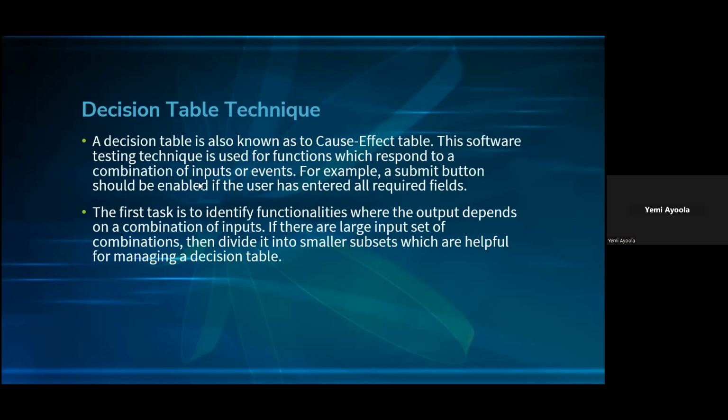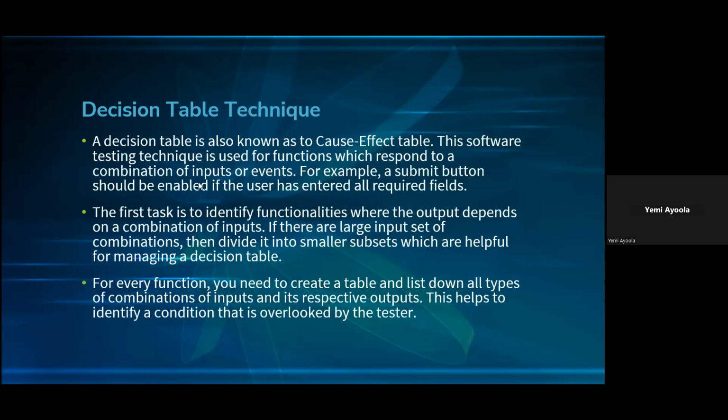Enough is enough. That's it. So this is an example. We want to divide it into smaller subsets. For every function, you need to create a table and list down all types of combinations of inputs and their respective outputs. This helps to identify a combination that is overlooked by the tester.